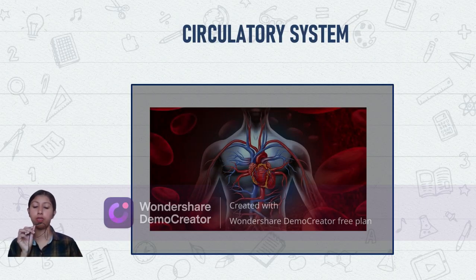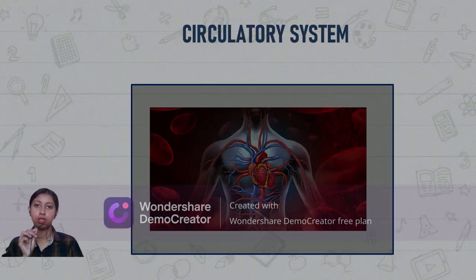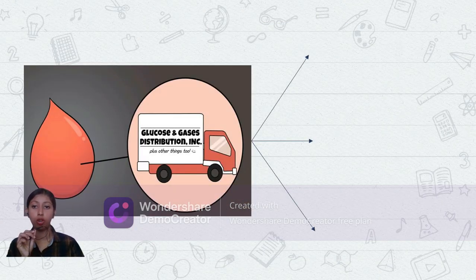So in today's class we will be learning about the circulatory system. This will be a small basic session where we will be just introducing the concept of the circulatory system. Clear? Before that, we need to learn about blood, because blood is the major connective tissue that is helping in the transportation of glucose and gases.